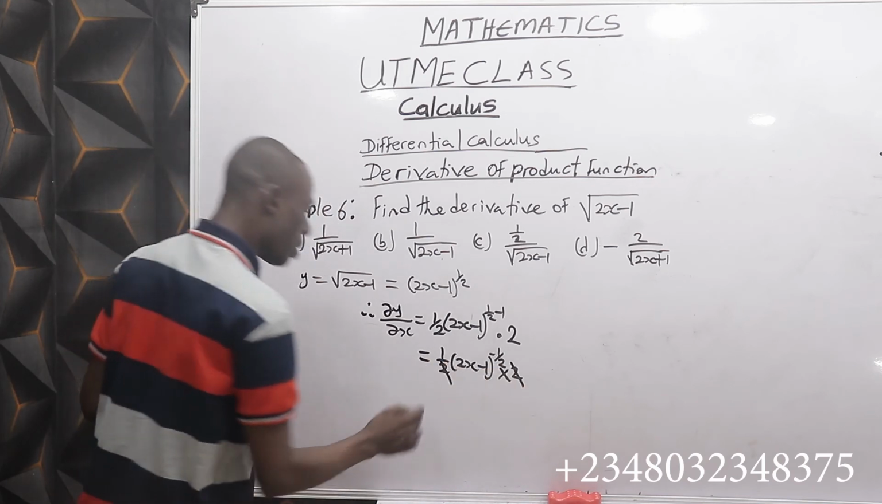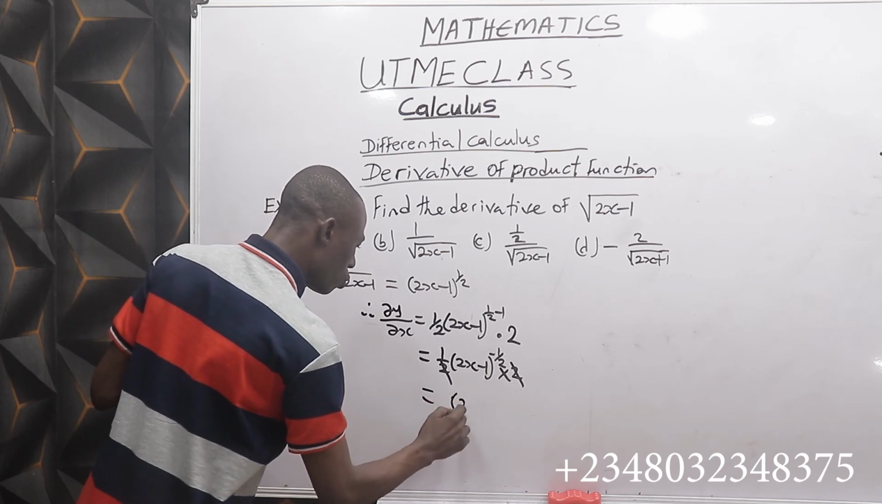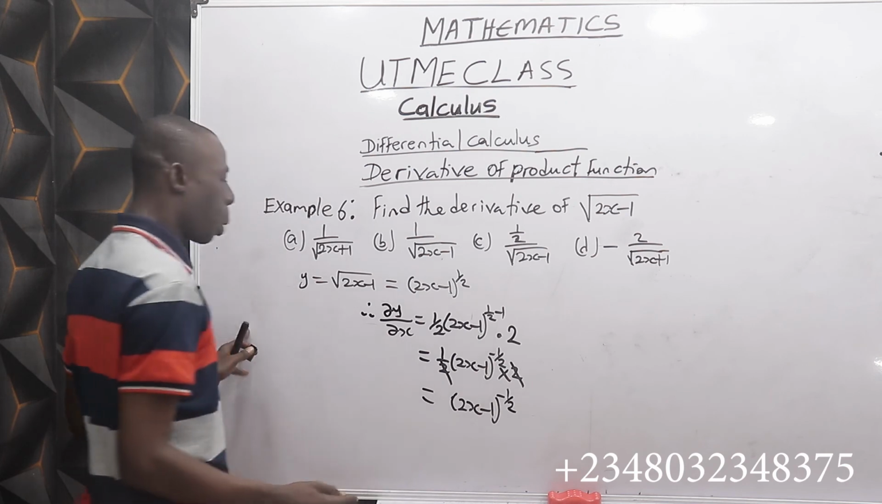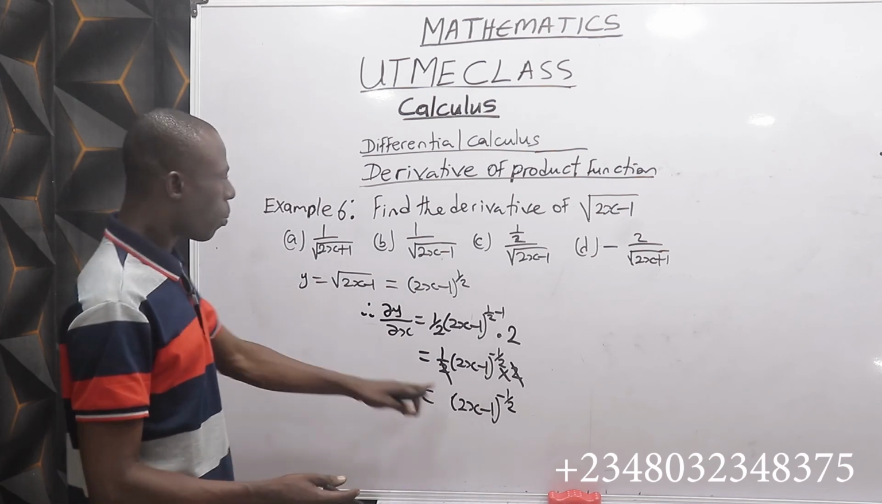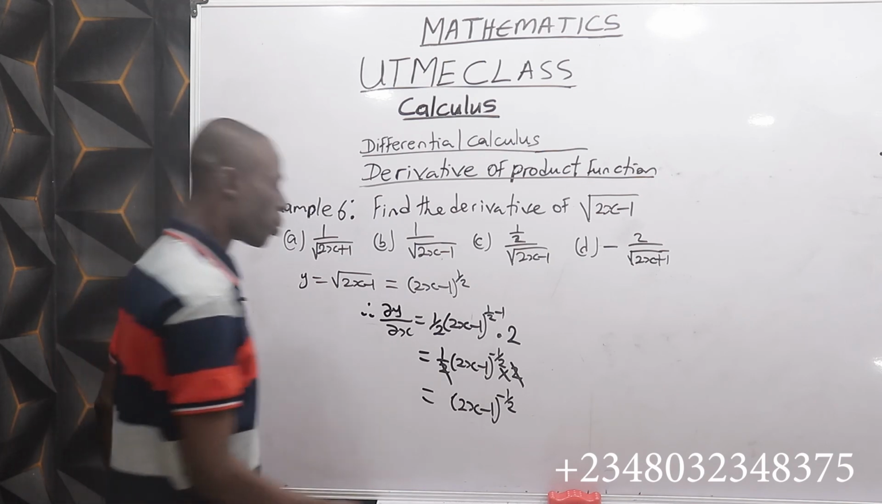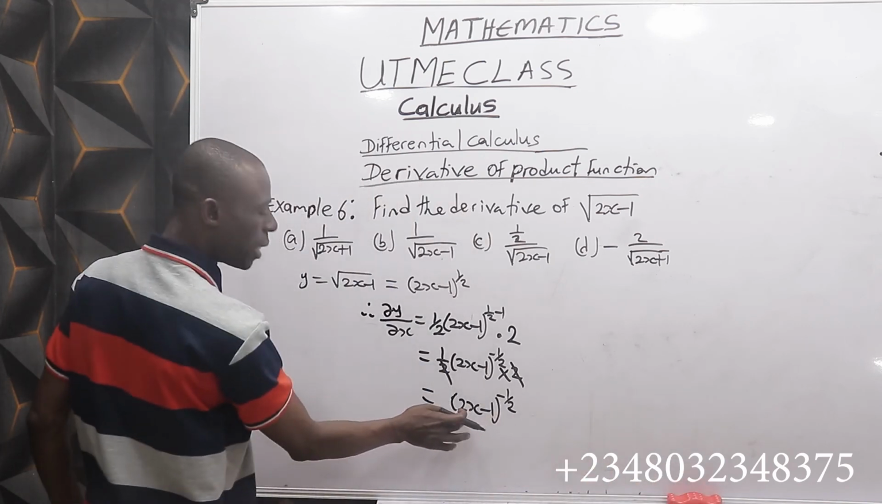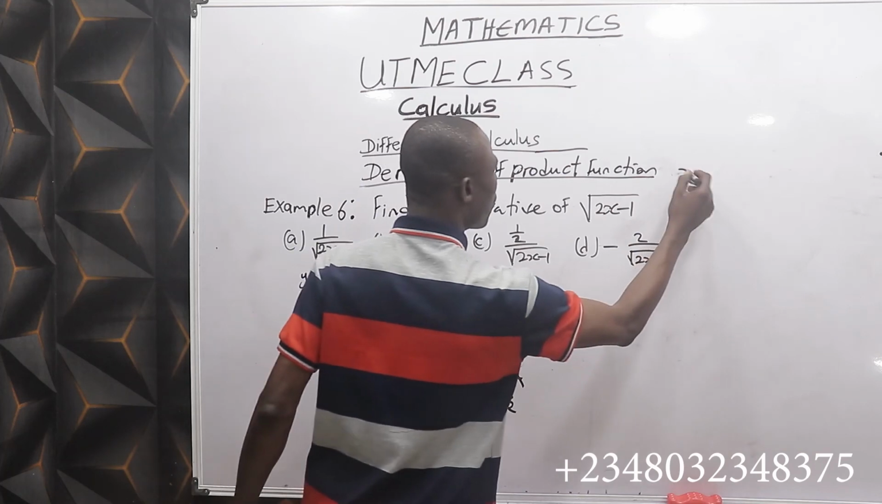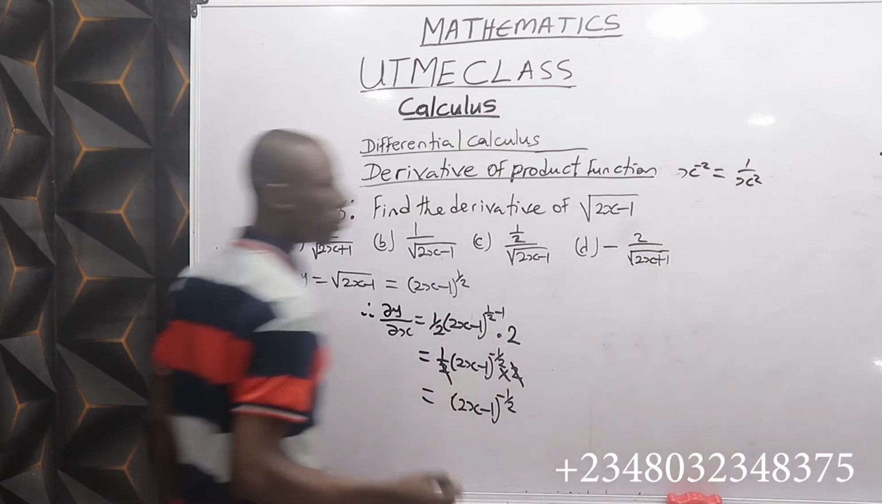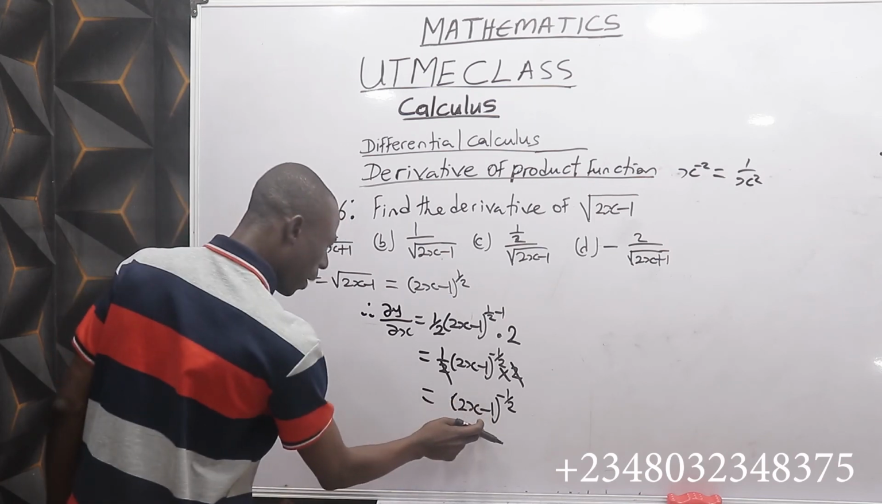These 2, we take care of these 2. You understand? So we have 2x minus 1 all raised to power minus half. That's the answer, really. But is it in the options like that? No, it's not in that format in the options. Therefore, remember in the indices that whenever you have x raised to power minus 2, it's the same thing as 1 over x raised to power 2. The same thing applies here.